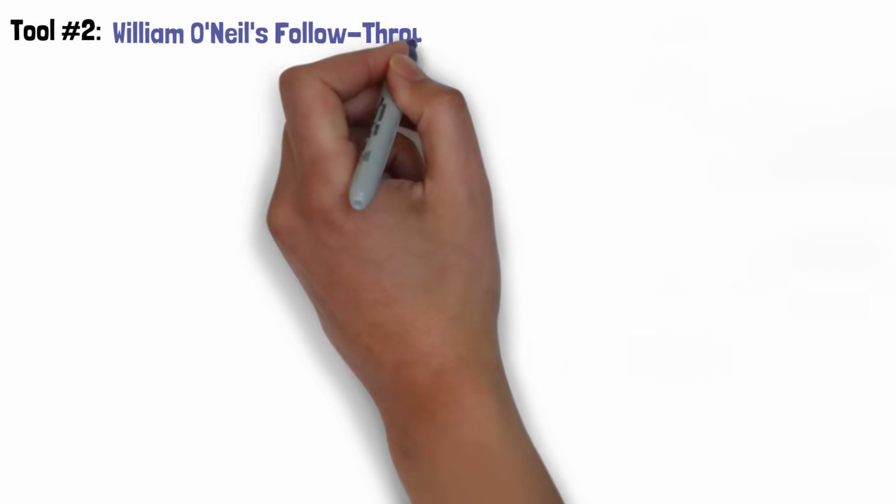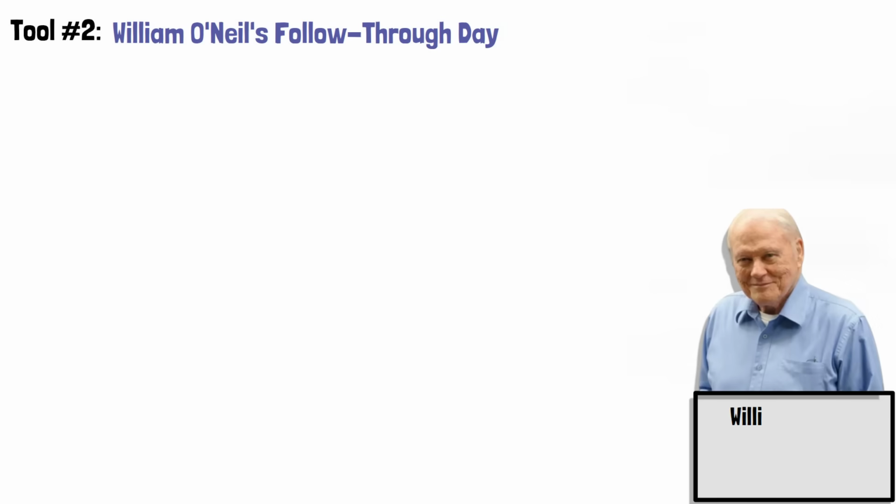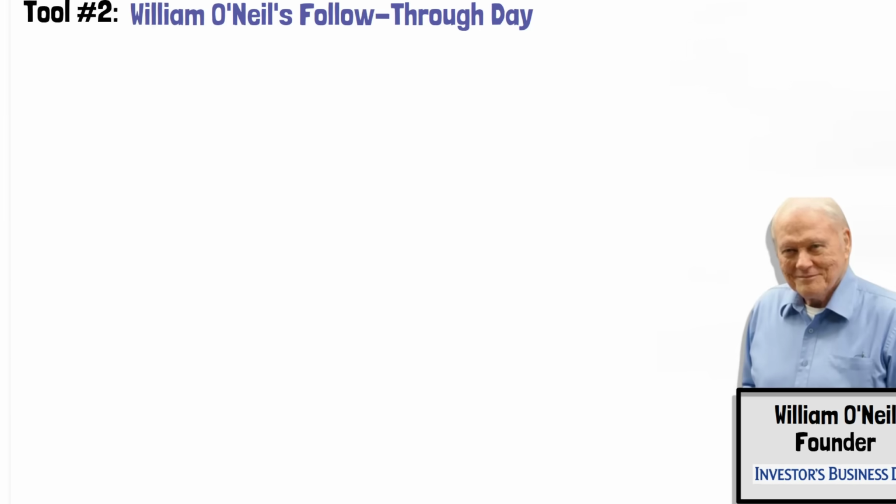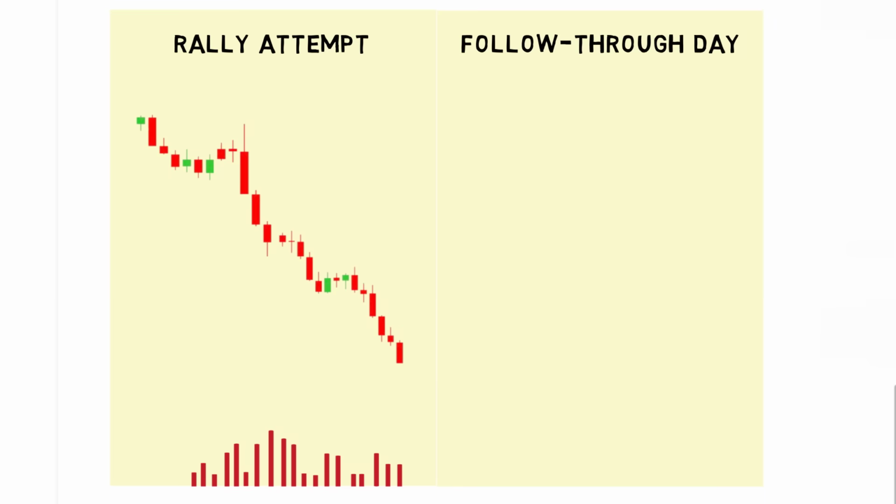Tool 2. William O'Neill's Follow-Through Day. The legendary William O'Neill, founder of Investors Business Daily, developed this powerful bottom identification tool. O'Neill stated that bottoming processes begin with rally attempts and are confirmed by follow-through days. A rally attempt commences on the first day a major index closes higher, surpassing the previous day's high after reaching a new correction low.